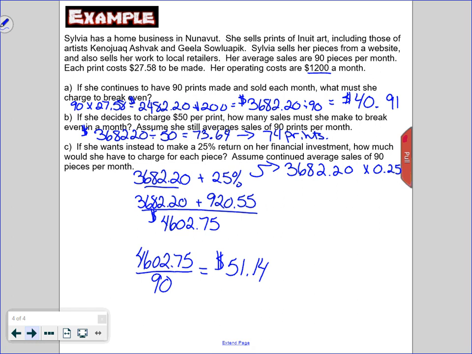So if she just wants to break even and not make any profit, then she should charge $40.91. But the point of a business is to make money. So if she wants to make a 25% return or make 25% of what she paid out, she's now going to have to charge $51.14.